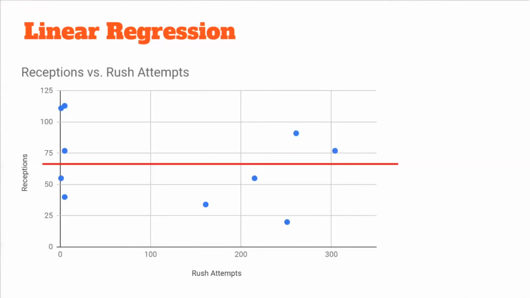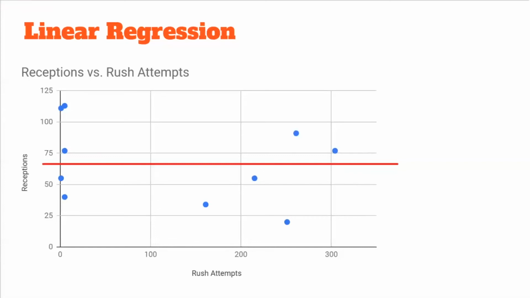Yeah. So you may start off with your separating hyperplane initially looking something like this. Now, we all know the wide receivers are on the left-hand side because they have all the receptions. The running backs are on the right-hand side because they have all the rush attempts. So this hyperplane is not doing its job.